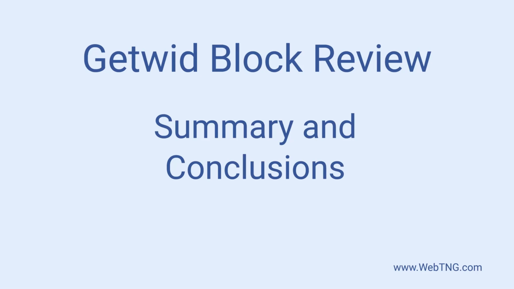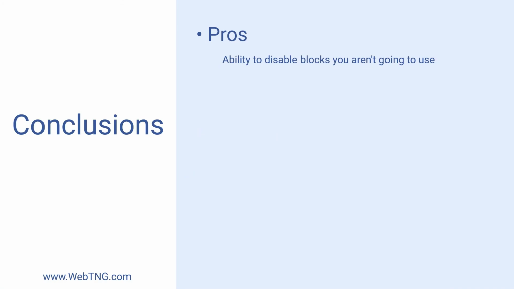In summary and conclusion, I like that the Getwid add-on has the ability to disable blocks that you don't intend to use. Also, it had some interesting blocks like the image hotspot, which was pretty full-featured and a unique offering that I haven't seen in other add-ons. And for me, I think that was one of the standouts in the set. It was easy to use and had about the right number of options. The custom post type block with the ability to create a template was also pretty cool. I like the idea. I like that they had the placeholders and that I could put in a custom field.